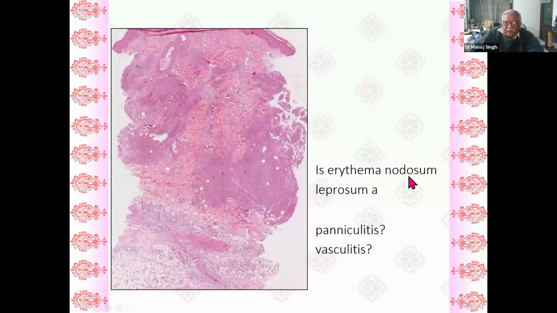Just to mention the fact that especially in ENL, in these reactional stages, you may have a considerable amount of panniculitis also, and you may or may not be able to make out vasculitis. There are cases which present as a deep panniculitis, which later turn out to be leprosy. Again, depending on the presentation and so on.